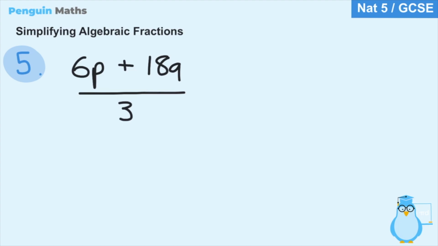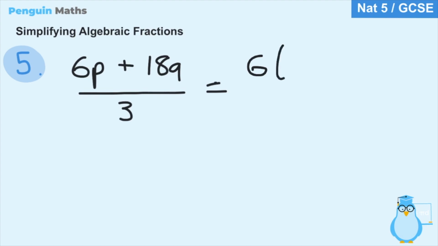So the next thing that we look for is to see if we can rearrange the numerator and the denominator in any way. We can't change the denominator because that's just a simple number of 3, but what we can do is rearrange the numerator or the top part. And we do that again by factorising. So we look to see if there's a common factor, first of all, between 6p and 18q. And looking at the numbers straight away, we know that 6 is divisible both by 6 and 18. So that means 6 can be taken out as a common factor.